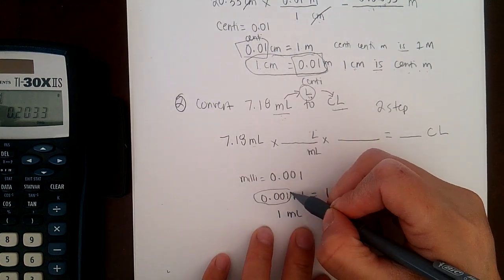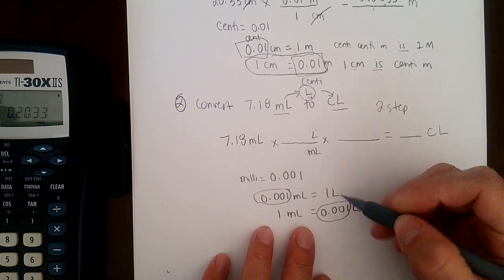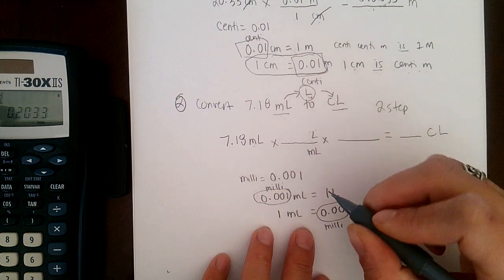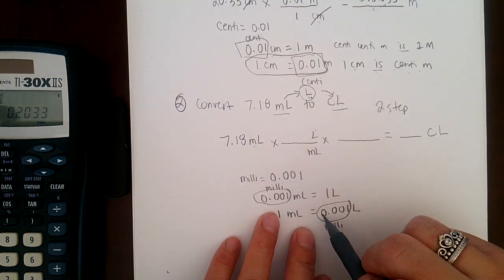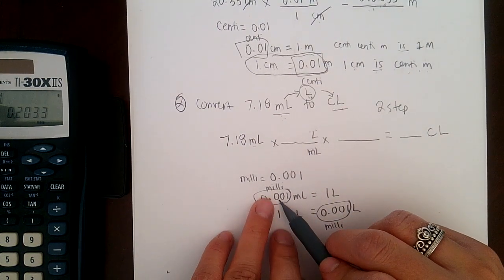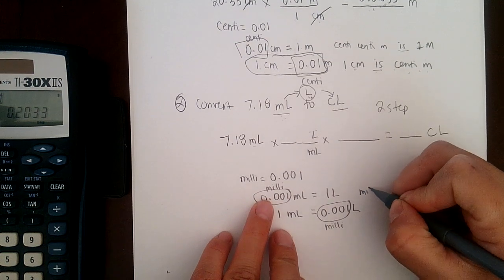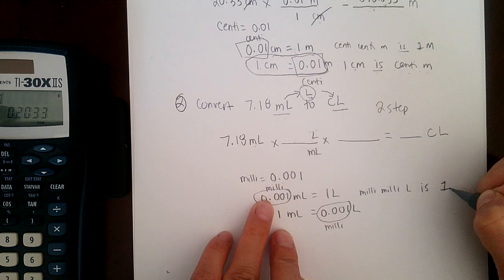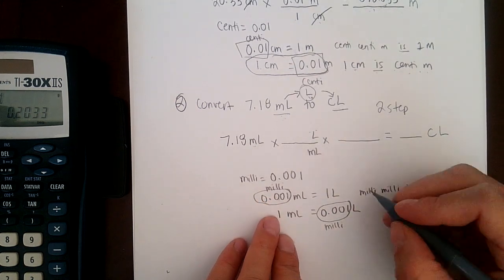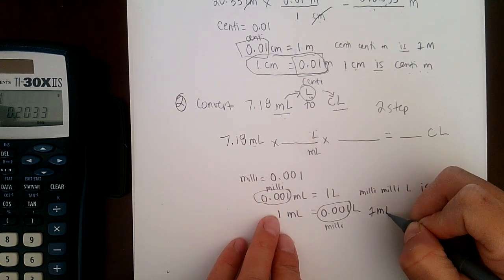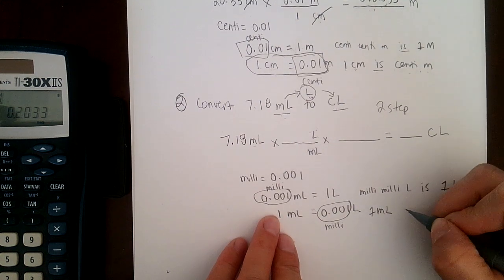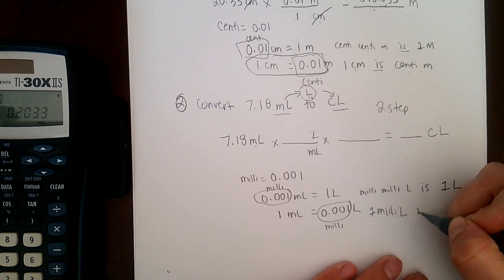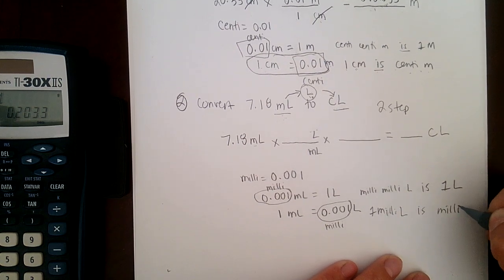So how do we know? We replace 0.001 with the word milli, and let's read it in a sentence. The top one says a milliliter is 1 liter. The bottom one says 1 milliliter is a milliliter. Let me write it out.